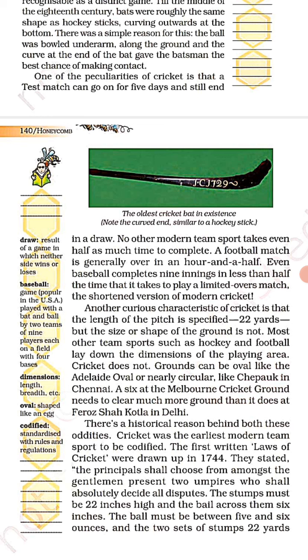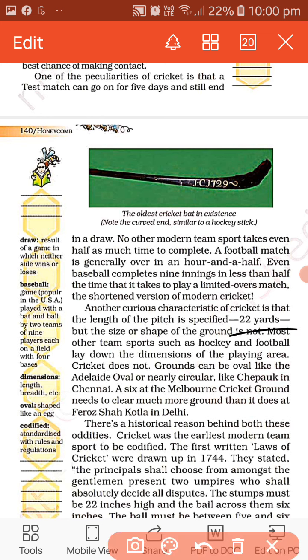Another interesting aspect of cricket is the length of the pitch. The length of the pitch is 22 yards, and the size of the ground remains unspecified. The ground may be oval as well as circular.